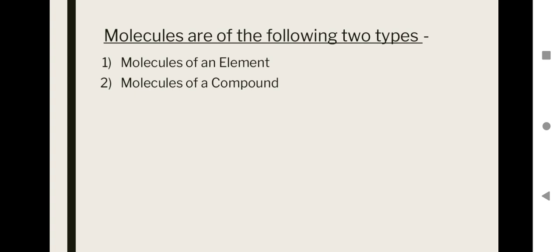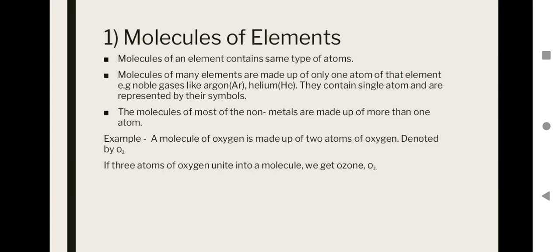Molecules can be divided into two categories. The first one is molecules of an element and the second is molecules of a compound. First, we will discuss the molecules of an element. The molecules of an element contain the same type of atoms. Many elements such as argon and helium, which are noble gases, contain a single atom and are represented by their symbols. The molecules of most of the non-metals are made up of more than one atom.